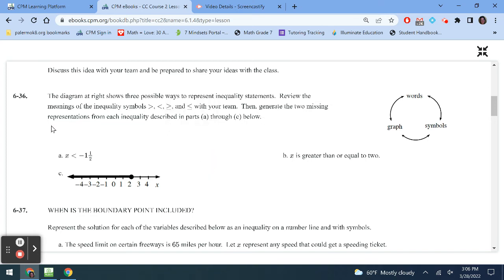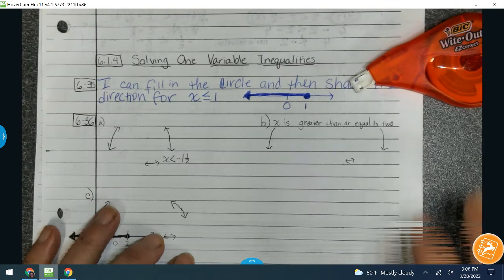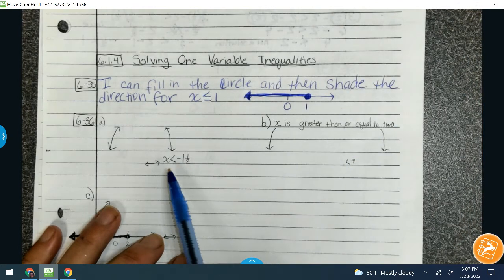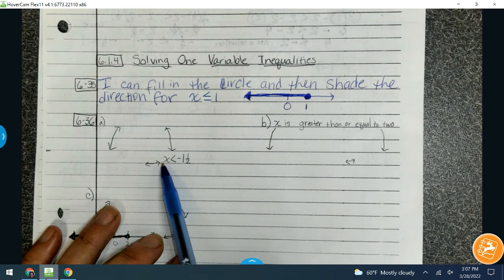So we're now supposed to generate the two missing representations from each inequality described in problems Alpha through Charlie below. Alpha we have in symbols, Bravo has it in words, and Charlie has it in a graph. So each one has a missing form that we're trying to do for the rest of them. There are examples there, and I've also written this in the notebook. So we have this statement right here.